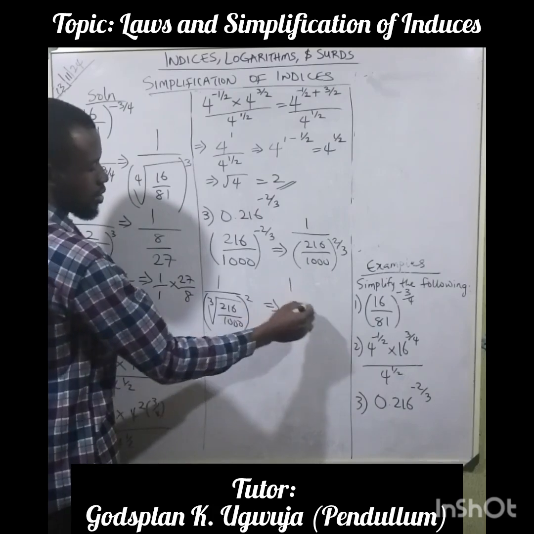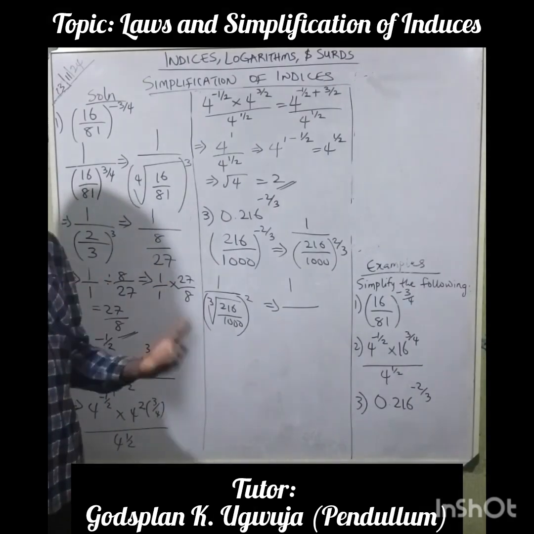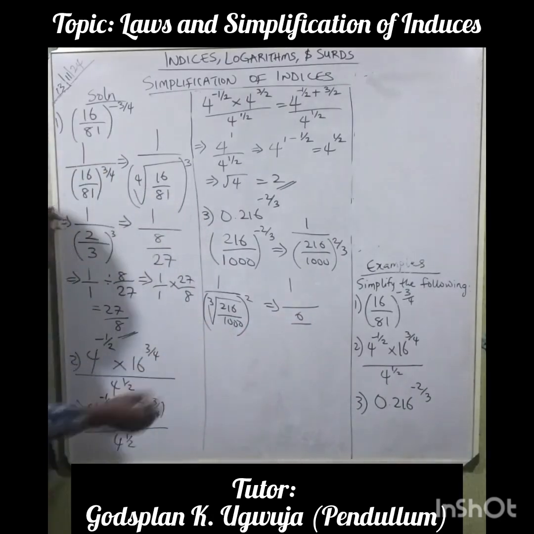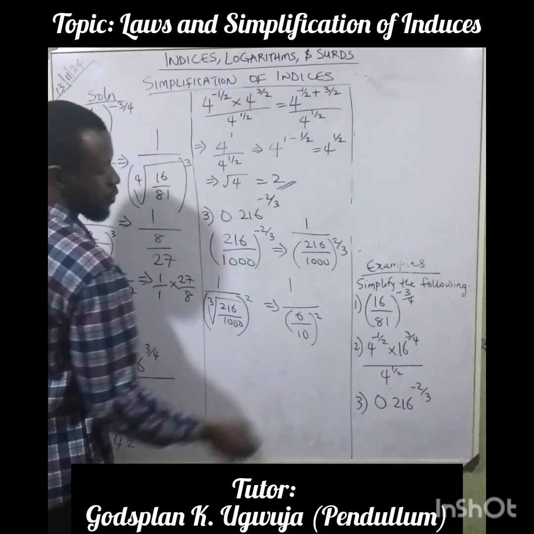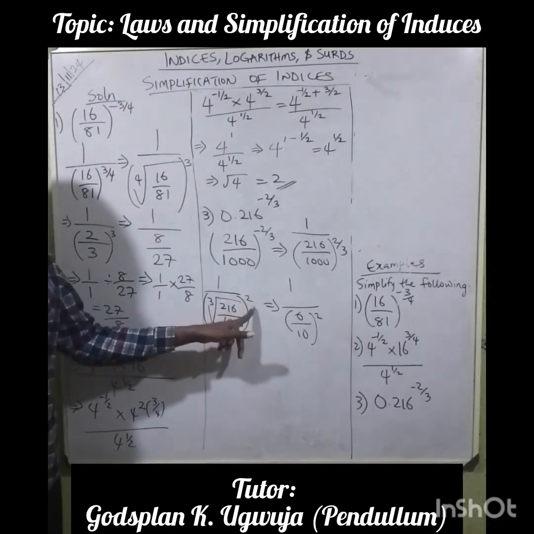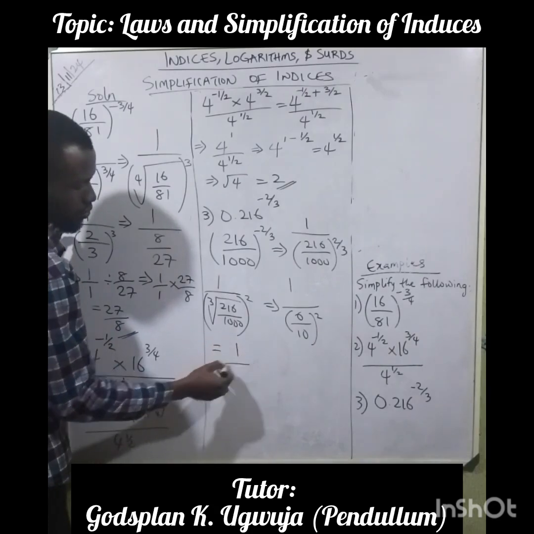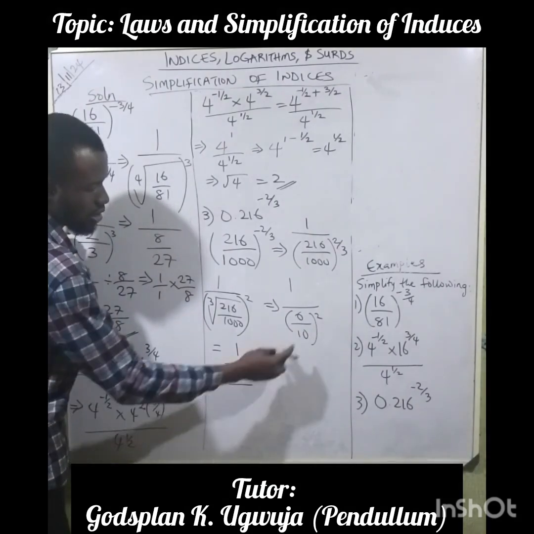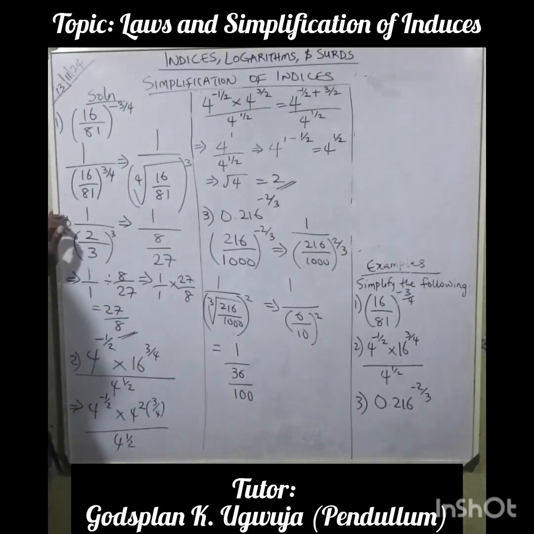So this will give me 1 over. Now the cube root of 216, which number will multiply itself 3 times to give you 216? That's 6, all over the cube root of 1000, which is 10. 10 will multiply itself 3 times to give you 1000: 10 times 10 is 100, times 10 is 1000. Then everything is still squared. Now we still go 1 over 6 squared. 6 times 6 is 36. 10 squared is 10 times 10, 100.